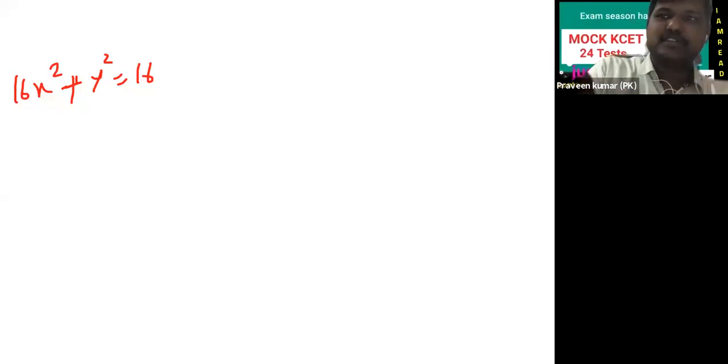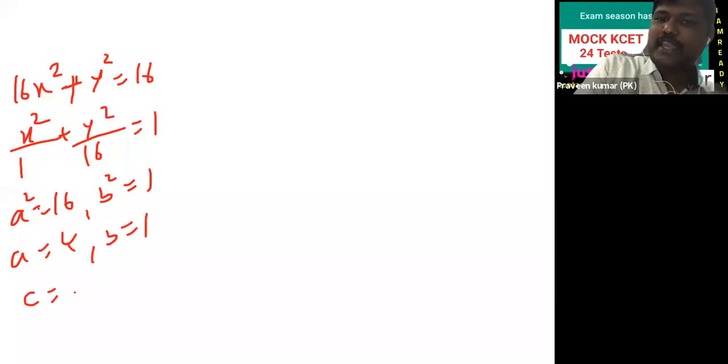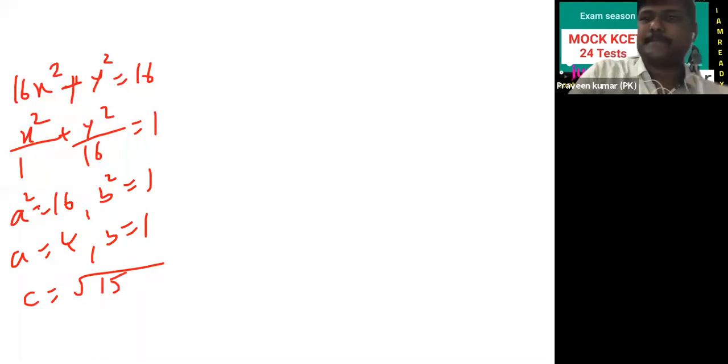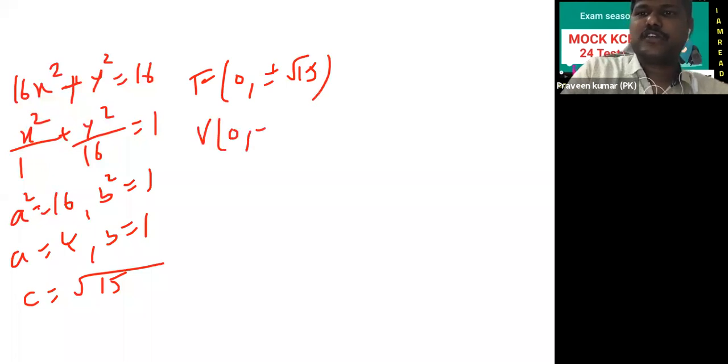Yes, dear student. Divide both sides; 1 plus y square by 16 is 1. A square is 16, B square is 1. First, we can think whether it is on the x-axis or y-axis. It is on which axis? It is on the y-axis. 16 minus 1, root 15. Focus: 0, plus or minus root 15. Vertex: 0, plus or minus 4.